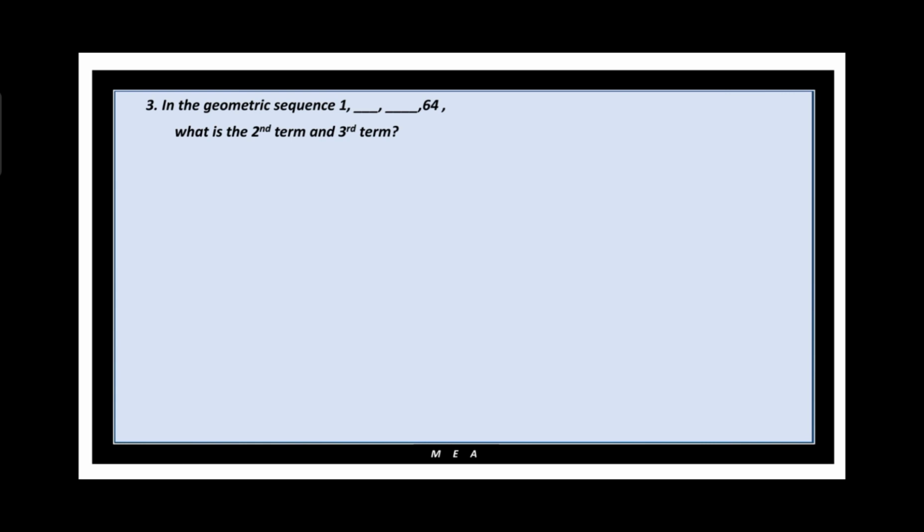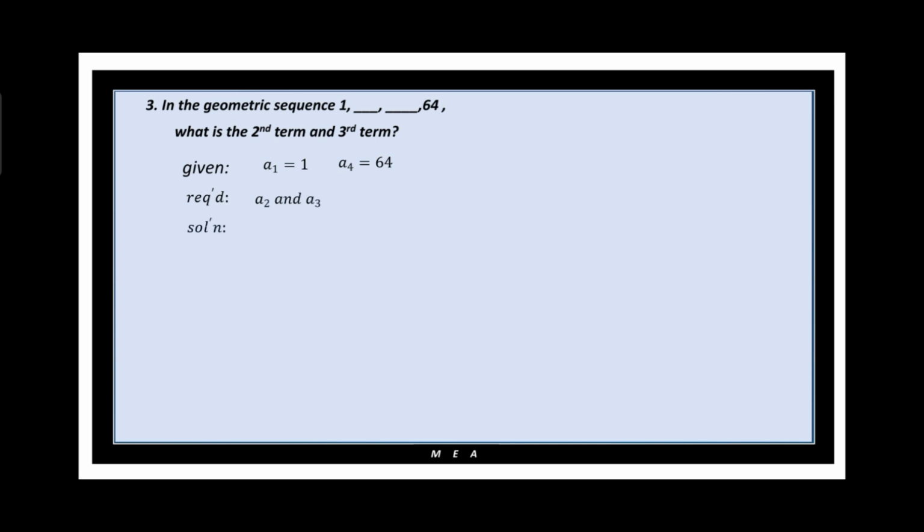Let us go now to example number 3. In the geometric sequence 1, blank, blank, 64, what is the second term and the third term? Okay, so ito yung example natin na more than one geometric mean ang hinahanap. Okay, so let us write down the given. A sub 1 natin will be 1, then A sub 4 is 64. So we are required here to find A sub 2 and A sub 3.